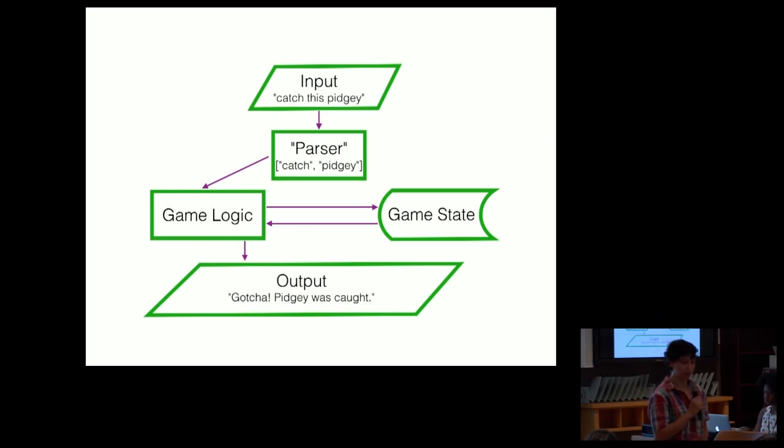And once it thinks it knows what the player wants, then it has to try and do that thing. So in this case, you typed catch this Pidgey. This Pokemon-themed game knows that you mean catch Pidgey, and it has to decide, is there a Pidgey near you? I know nothing about Pokemon. Is this Pidgey low level enough that you can catch it? I don't know. This is all coming from me watching other people play Pokemon Go. Anyway, presumably there are rules about whether or not you can catch Pidgey.